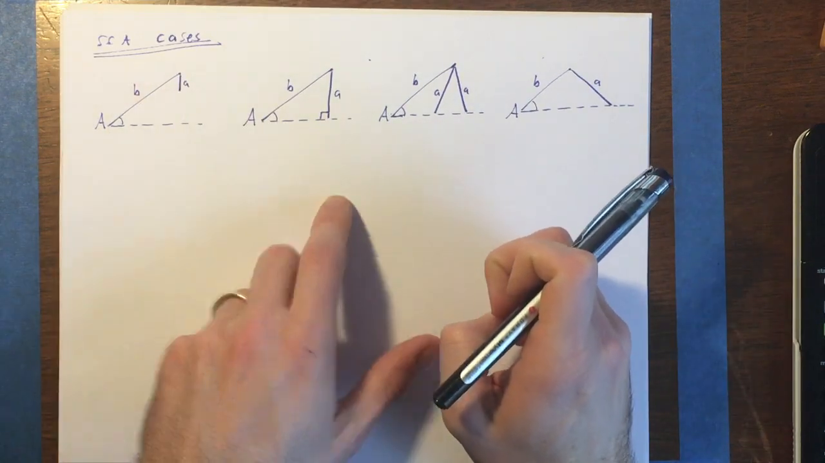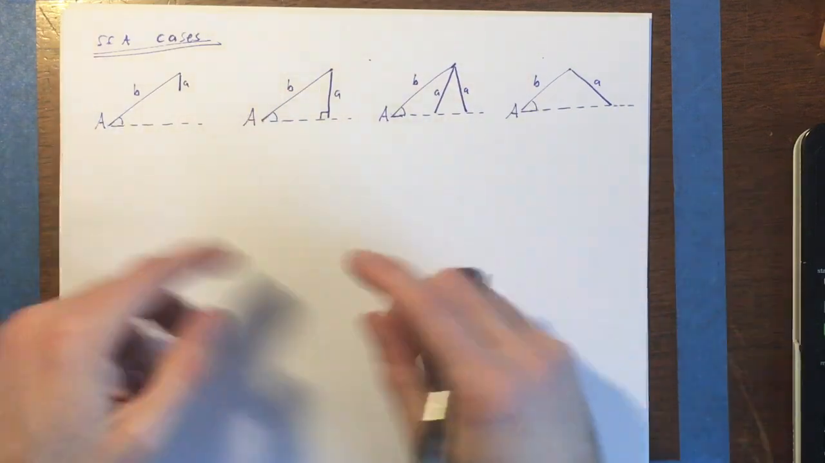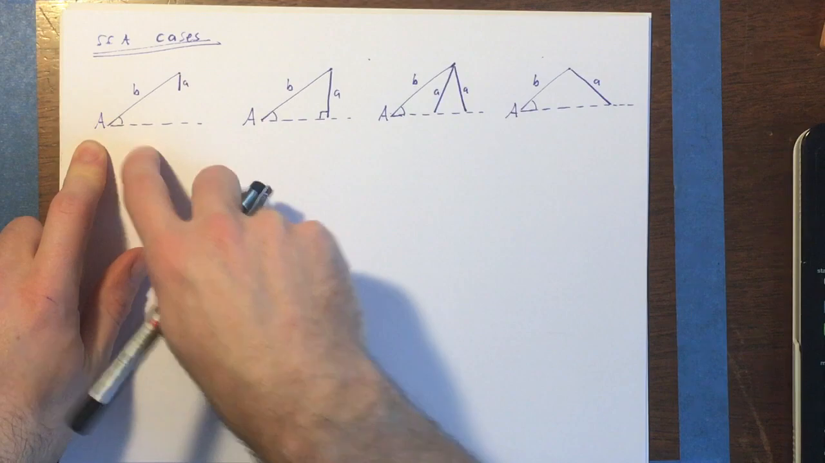So we're going to break down these cases by how long the side is which is opposite the known angle. I'm calling them A and A. It doesn't have to be A, it could be the B's or the C's, but the point is it's the side opposite the known angle.